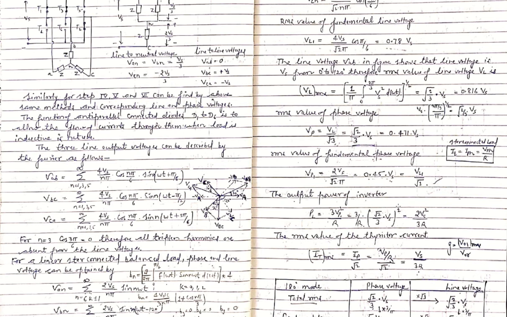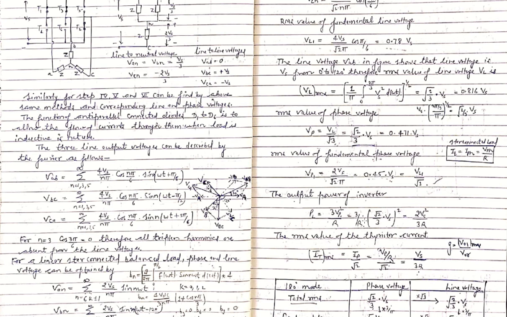How will we obtain the output power of this three-phase load? PL equals 3V squared by R. We will take the phase voltage. It is a star connected load, so we take the phase voltage here. But in case of delta, we will put the line voltage RMS there. So this is the phase voltage RMS in 3Vp squared by R.